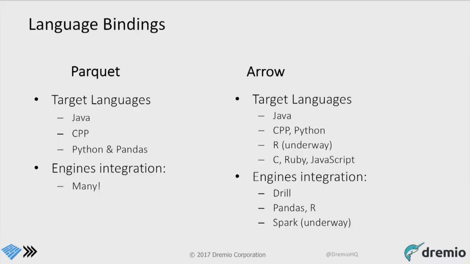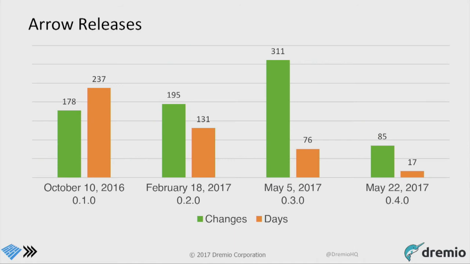We already have a lot of language bindings. Parquet works in Java, C++, and there's Python and Pandas integration that also combines with Arrow. There are many engine integrations today. It's faster to list the ones that do not support Parquet today. Arrow is much younger, but it already has a lot of language bindings. Java and C++ are the main ones. On top of the C++ one, you have Python, R, Ruby. There's a plain JavaScript implementation, and engine integration has started. So it makes sense to keep going and doing the integration.